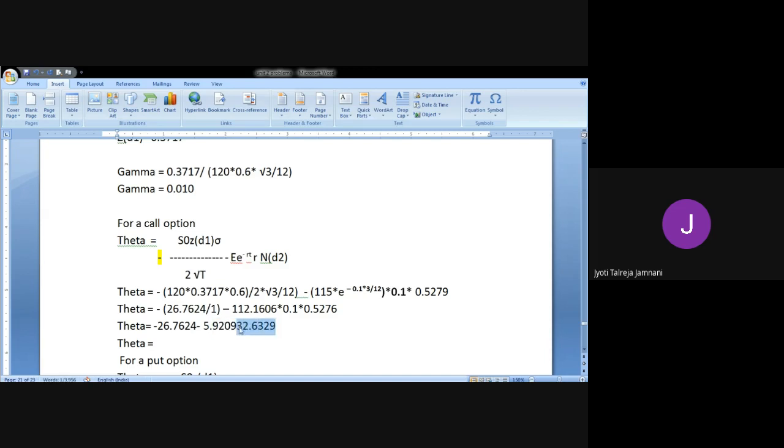Check any other answer if you're getting. Thirty-two point six eight three three. Are you all getting it? Both are minus, so they'll get added up and higher number sign will be taken there. Is that clear? All of you getting it?